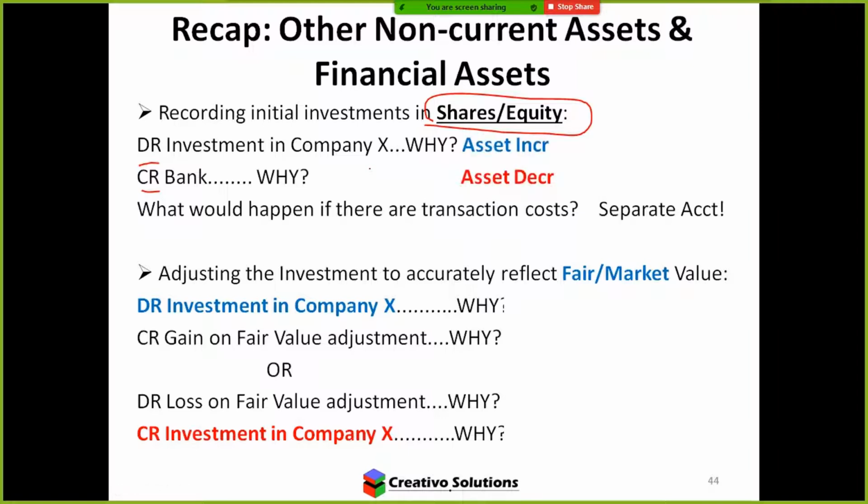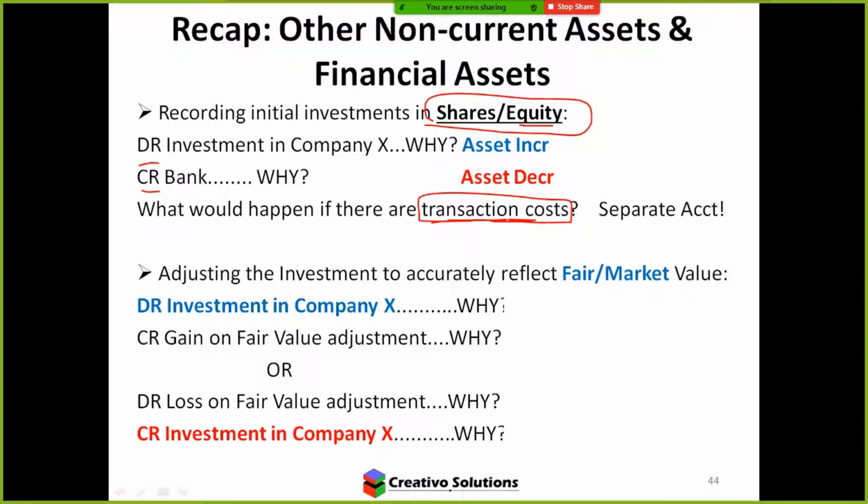It's still an asset. You need money to invest. So you're going to have to credit the bank and debit the asset, whatever it is. Here it just happens to be equity. What happens if there are transaction costs? Would that be separate or would that be part of the transaction? What do you think?